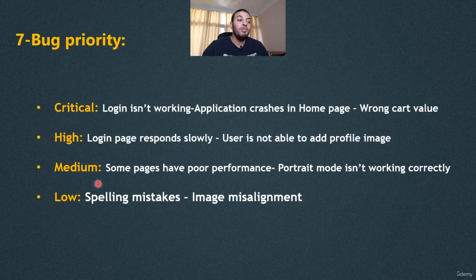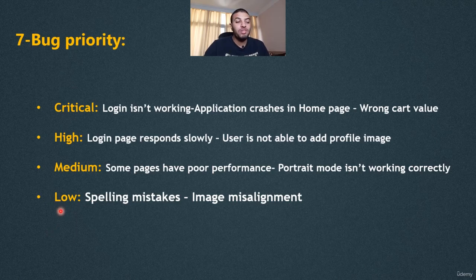Then we have a medium priority defect. So some pages have poor performance, not the most important pages in the application, but for example, a messaging page or contact us page is slow. So this might be medium. Also, the portrait mode isn't working correctly. So for example, on my mobile, this is landscape and this is portrait mode. So portrait mode is not working correctly inside the application. Most users use their applications in landscape mode, not portrait mode. So this is not a high priority defect.